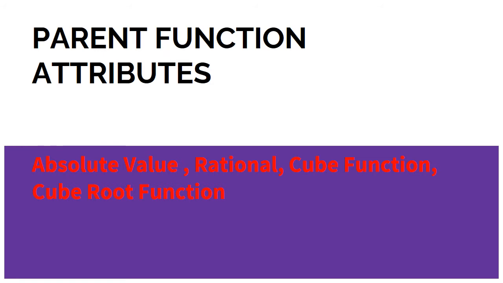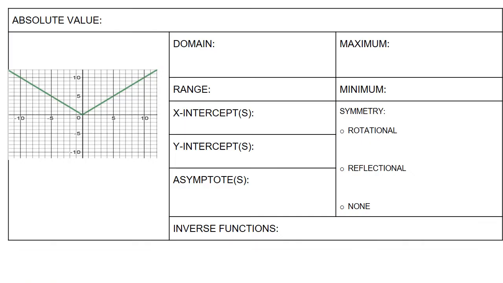All right, so we're starting our second day of parent function attributes. We are focusing on absolute value, rational, cube root, and cubic functions. We're going to start with the absolute value function. You should have seen this one before. Absolute value is f of x equals the absolute value of x. In some calculators, you may see it as abs. The absolute value is made up of two linear equations, an increasing and a decreasing. Do we see that?